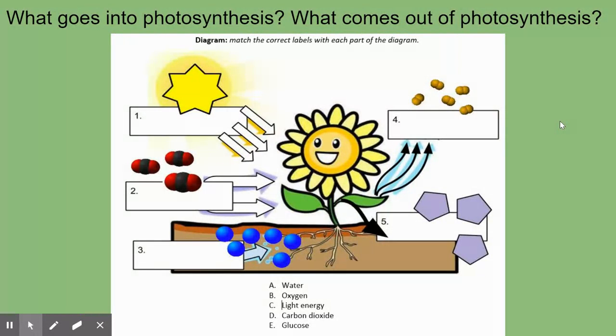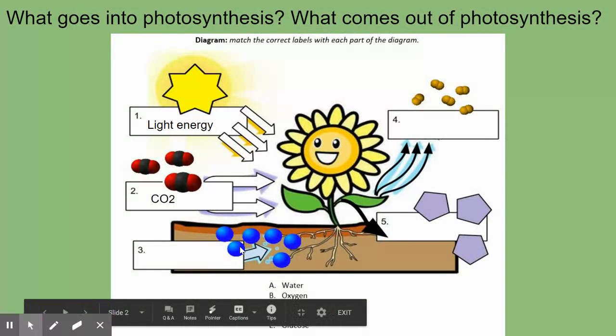This is kind of a basic diagram. You might have seen something like this in middle school, 7th grade, something like that. But anyway, let's just review real quick. What goes into photosynthesis and what comes out? So this little sunshine here represents light energy. These molecules here, they're kind of big. They represent carbon dioxide, or CO2 is the chemical formula.